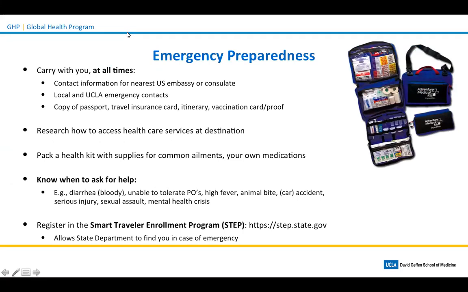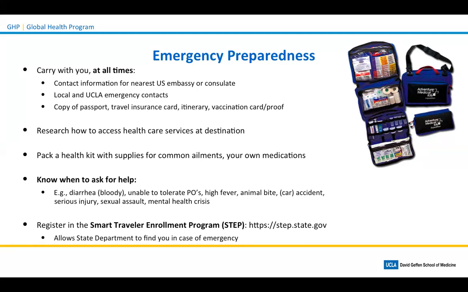In terms of emergency preparedness, please carry with you at all times your contact information for the nearest US embassy or consulate, local and UCLA emergency contacts, a copy of your passport, travel insurance card, itinerary, and vaccination card and proof. Please research how to access healthcare services at your destination. We would recommend packing a health kit with supplies for common ailments, as well as your own medications. And please know when to ask for help.